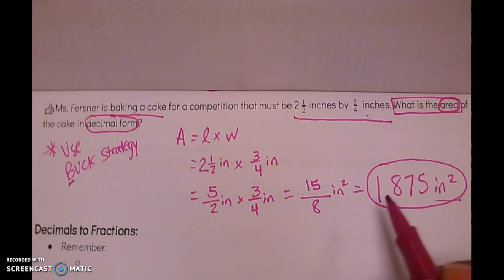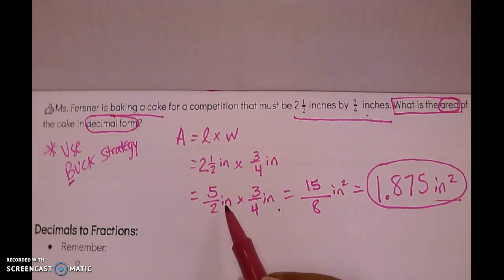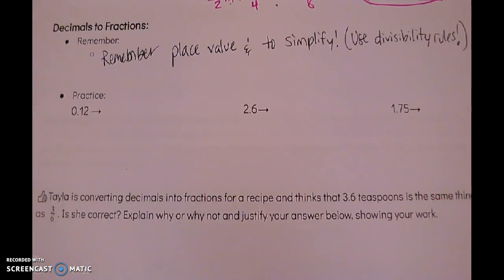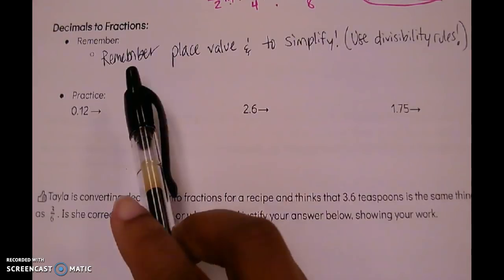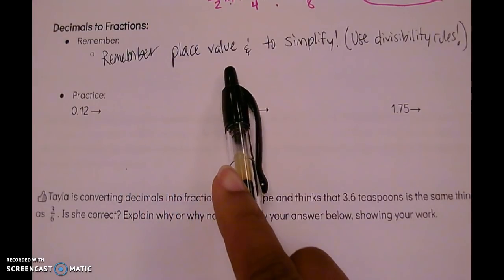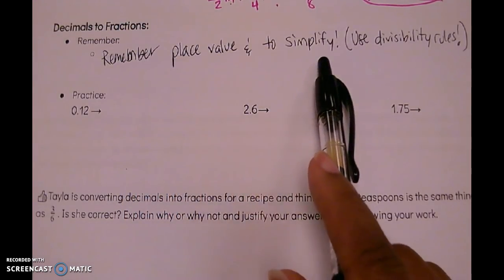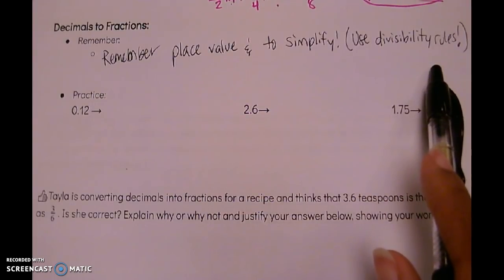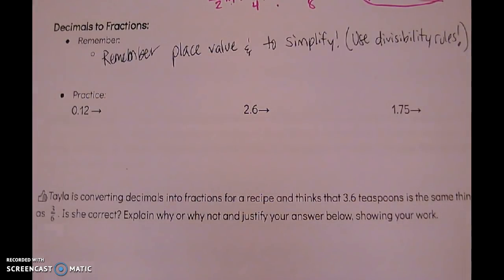Remember, it's inches squared because we multiply the inch times the inch. Okay, let's keep moving. When it comes to converting decimals to fractions, remember your place value and remember to simplify using your divisibility rules. Okay?